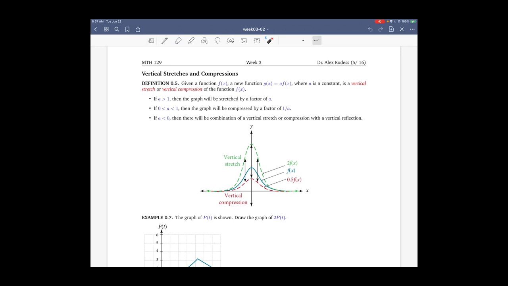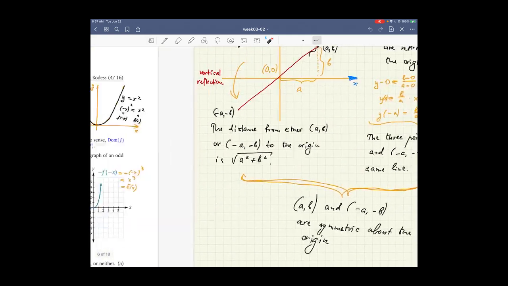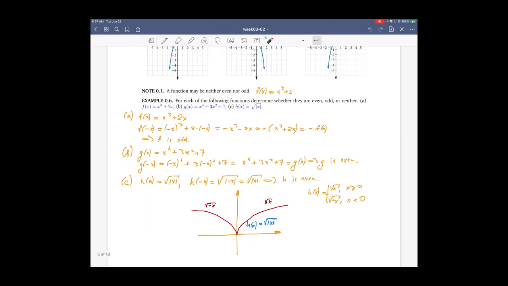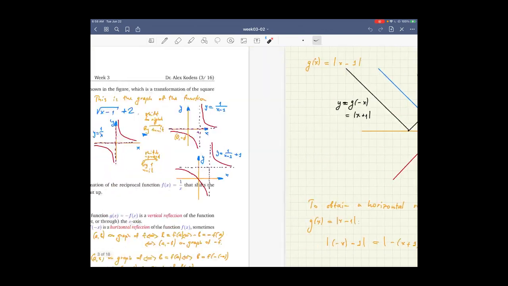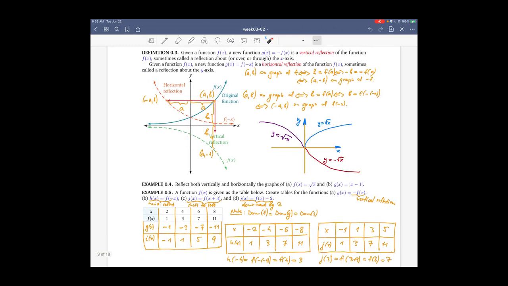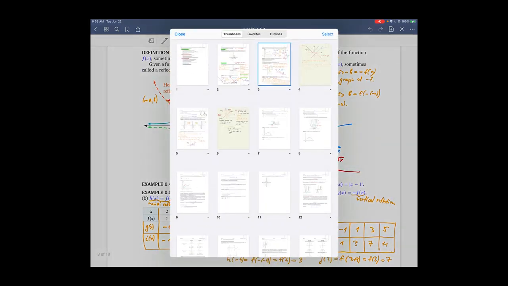Let me check one of the previous examples. I may have made a mistake. This is indeed a horizontal reflection. This is vertical reflection. Seems all right. All right, let's continue.